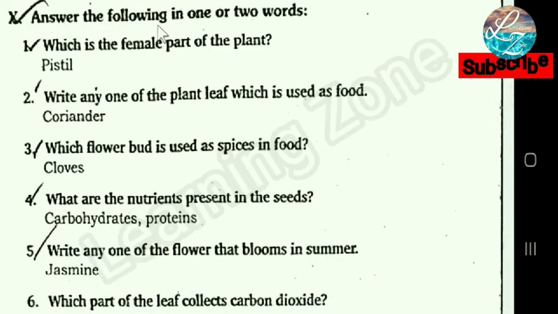Answer the following in one or two words. Which is the female part of the plant? Pistil. Write any one of the plant leaf which is used as food. Coriander. Which flower bud is used as spices in food? Cloves. What are the nutrients present in the seeds? Carbohydrates, proteins. Write any one of the flower that blooms in summer. Jasmine.